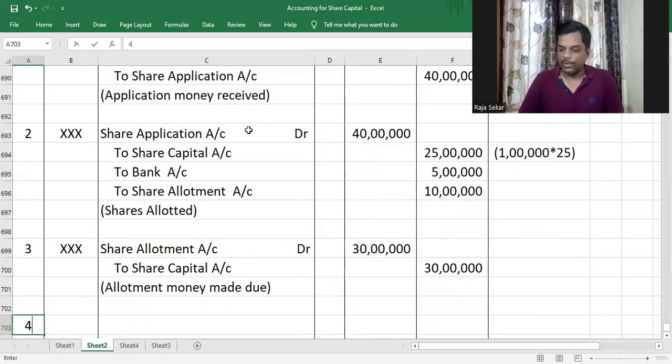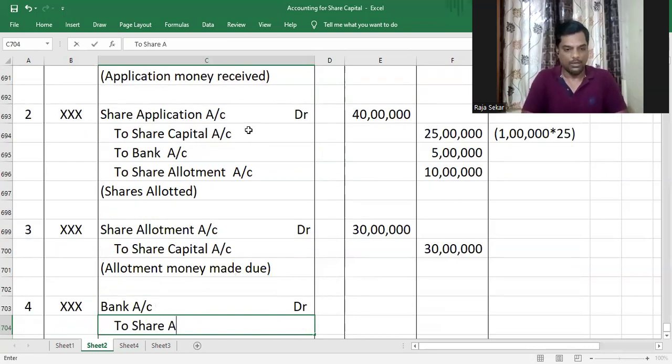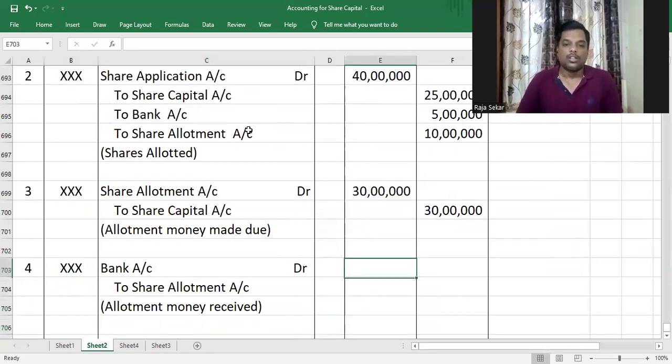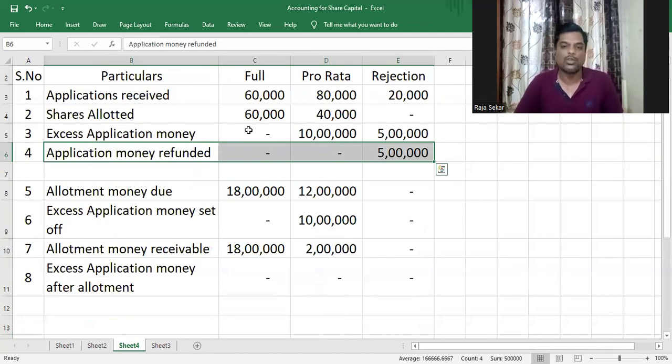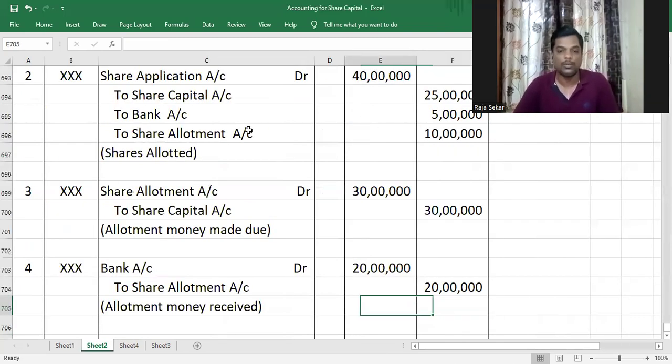And then we got to receive the allotment money, and the journal entry would be bank account debit to share allotment account. Allotment money to receive. Now the allotment money received will be what, my dear children? It is 30 lakh minus the 10 lakh. It is 20 lakh. You can check with the working note. Allotment money receivable is 18 lakh for full allotment people and 2 lakh for pro rata allotment people. That makes 20 lakhs in total. Understood or not, my dear children?